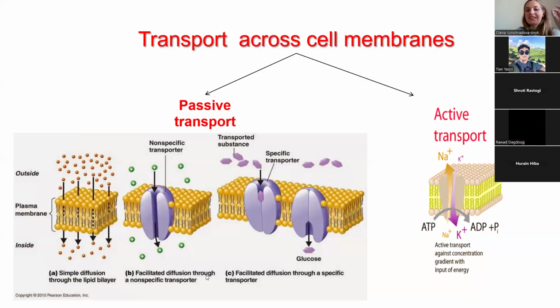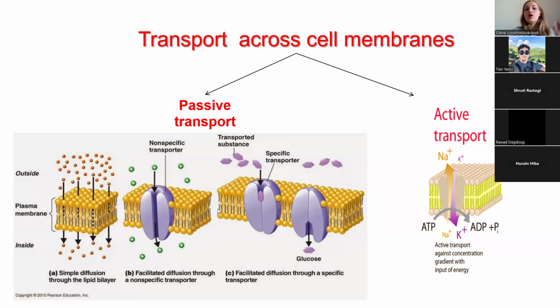Second, facilitated diffusion, through non-specific transporters and through specific transporters. What does it mean? It means that other substances, as I told you before, are not able to be transported through the cell membrane without special helpers. These helpers are protein channels.